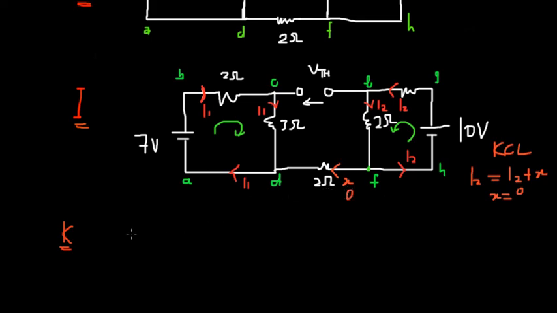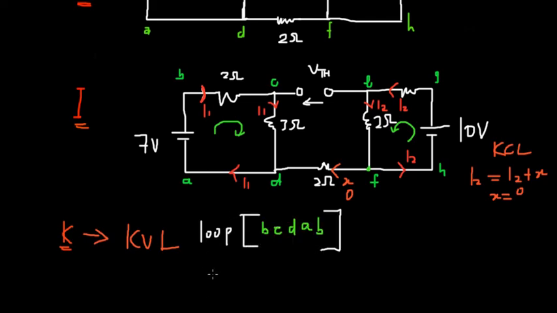Now let's move on. Let's apply our KVL to a loop. Applying the KVL to loop B, C, D, A, B, we have what? Our voltage source, 7, to be equal to what?